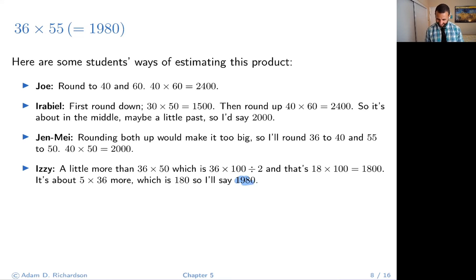So Izzy actually got the exact answer, and that's because she started splitting it up in a meaningful way. She rewrote 50 as 100 divided by 2, and then was able to use her understanding of the numbers to move things around and do 36 divided by 2 times 100 to give her 1,800. That is actually a valid method of computation. I encourage you to verify it.